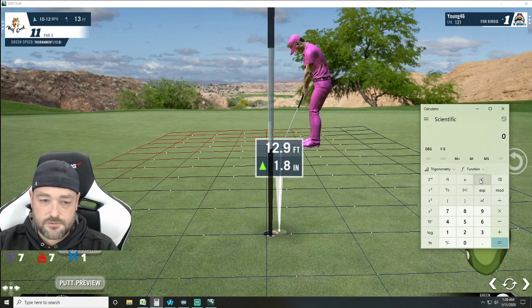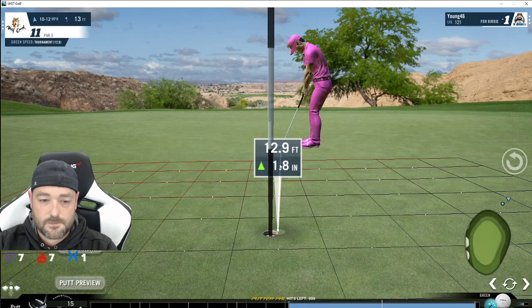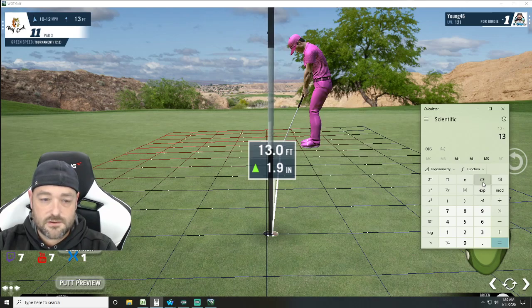So we're going to start over. I'm going to walk through it a little quicker this time. 8 divided by 14 is going to be 0.57. Okay. I take my feet to the hole minus the uphill because it's going to break less. Multiply that times the factor, which was 0.57. Then we have our green speed, 0.923. Our raw number is 5.83.